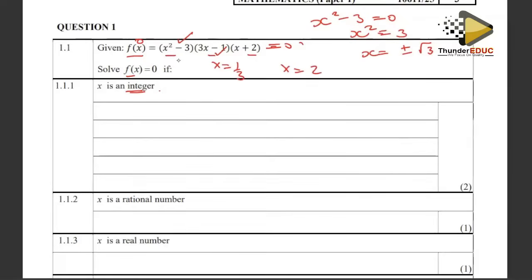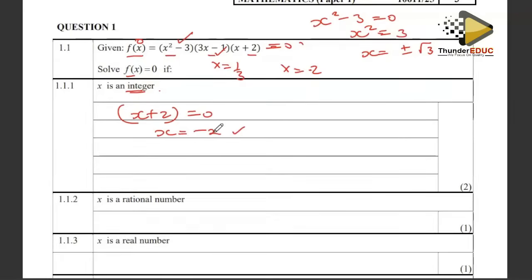Now, if x is an integer, that's as good as saying x plus 2 is equal to 0, and then x becomes negative 2. So we are saying that this negative 2 is the only answer that we have, because this can lie on a number line, and we know that integers can never be fractions, okay?